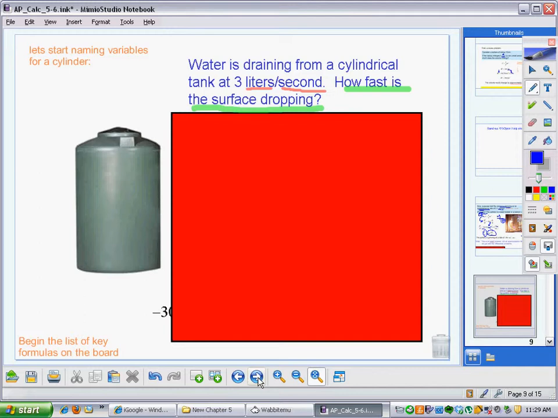Here's the problem. Water is draining from a cylindrical tank at 3 liters per second. How fast is the surface dropping? So I'm going to be referring to your sheet here. Your related rate steps are on here. Step number 1, diagram. Draw a diagram with labels in the given problem.